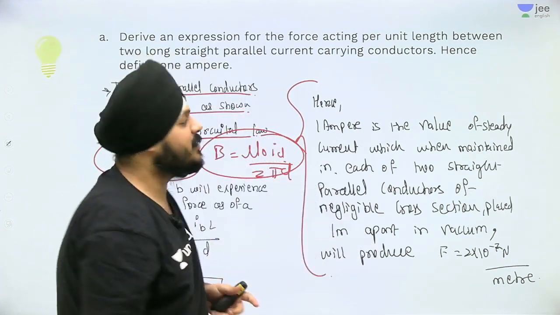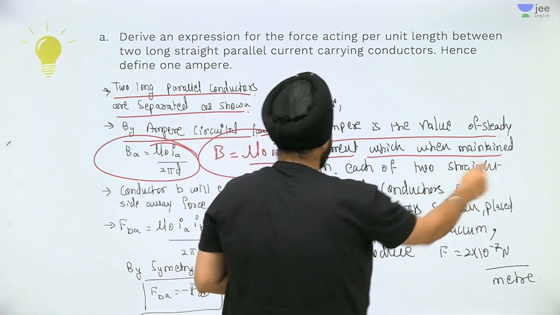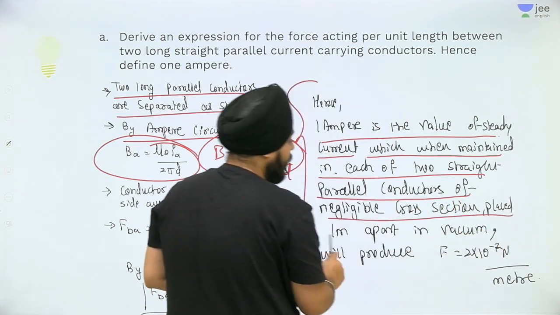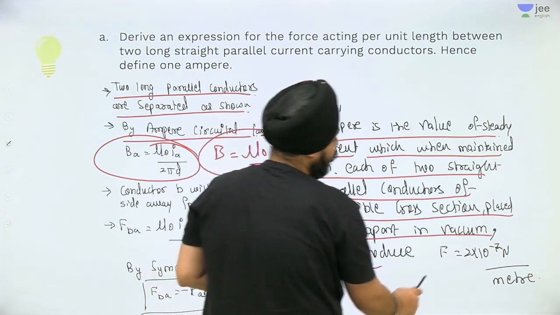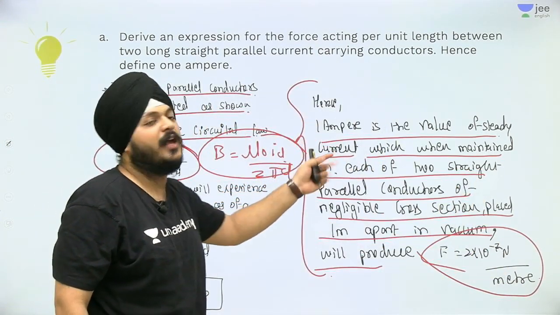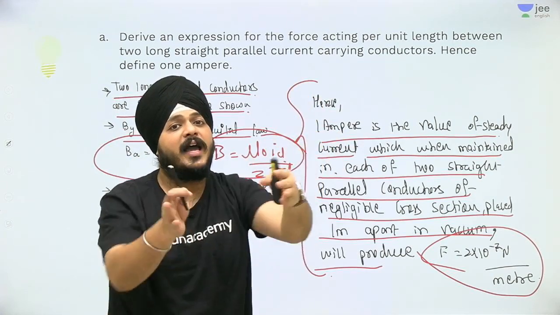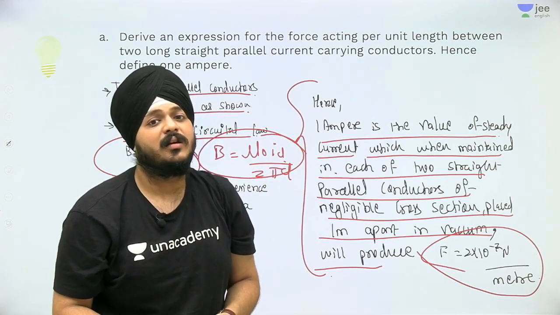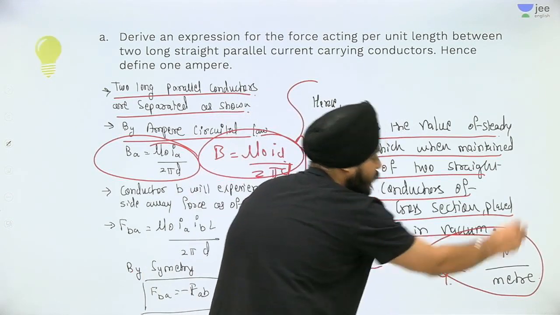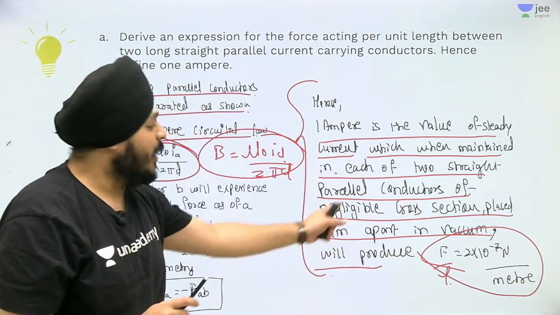See, 1 ampere is defined as the value of the steady current which, when maintained in each of the two straight parallel conductors of negligible cross section placed apart in vacuum, will produce this much amount of force. The force per unit length is 2 into 10 raised to minus 7.